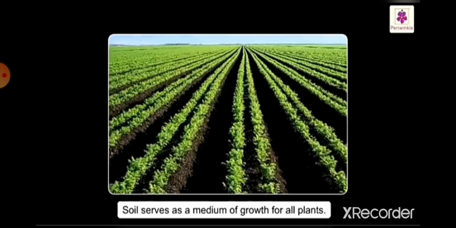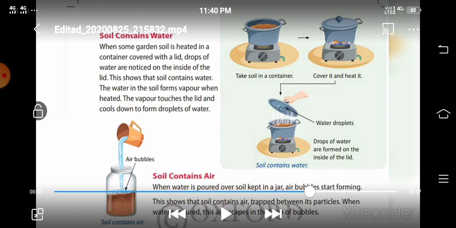Let us see the uses of soil here. Soil serves as a medium of growth for all plants.